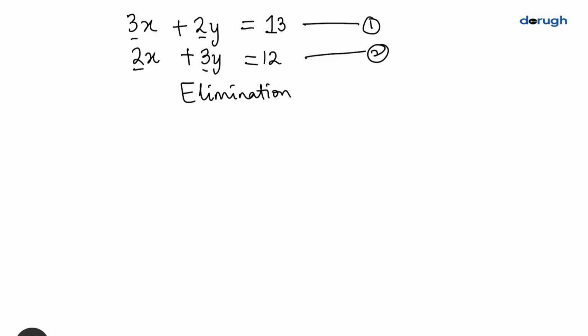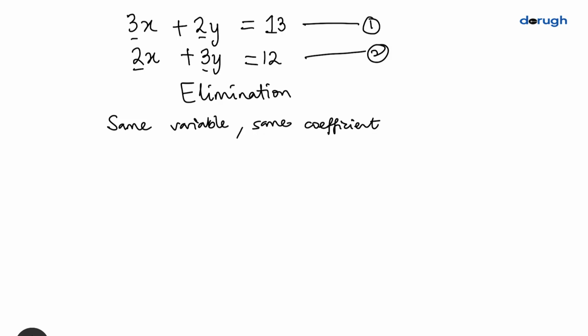Remember that the key to the elimination method is that you have to have the same variable having the same coefficients. So what do we do in this case? It means that we will have to make one of these variables, either the x or the y, have the same coefficient. And how are we going to do that?